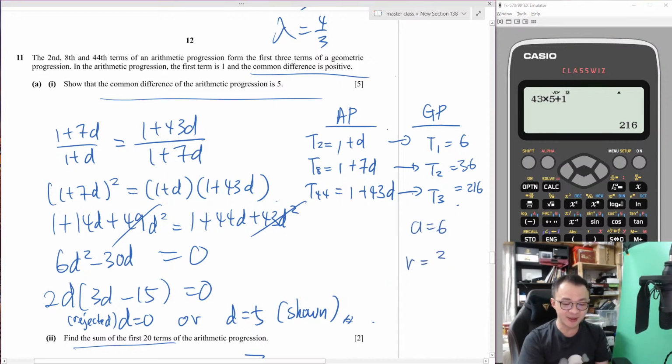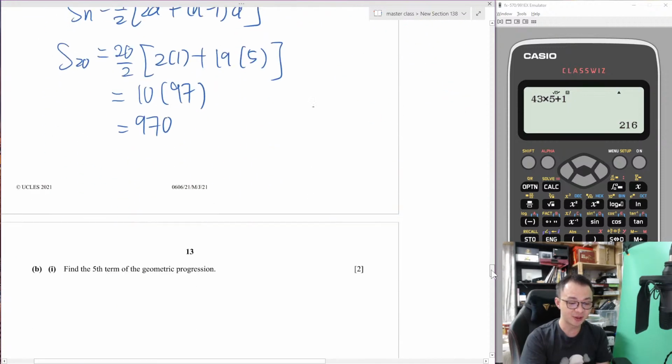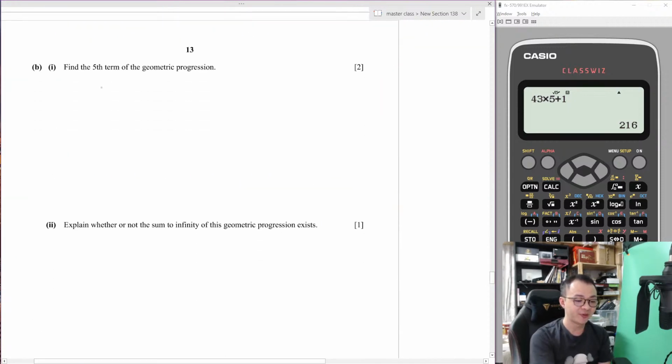My R is 36 over 6. My R is 6 as well. Okay, so A is 6, R is 6. So right now I can solve the GP questions. So for the fifth term, T5, Tn equals AR to the power n minus 1. So this is AR to the power 4. Okay, so A is 6, R is 6.